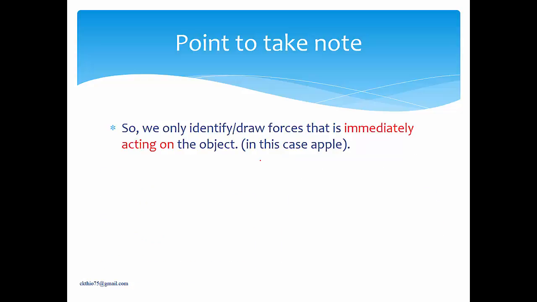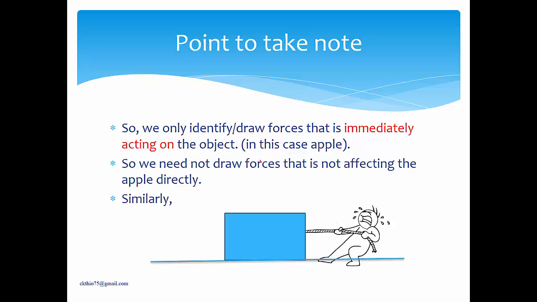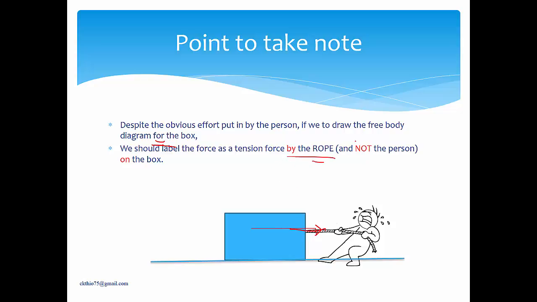So we only identify or draw forces that are immediately acting on the object, in this case the apple, which is in contact with the book. We need not draw the forces that do not affect the apple directly. Similarly, you have this box and this person pulling very hard. Despite the obvious effort put in by this person, if we draw the free body diagram for the box, we should only label the force pulling towards the right as being by the rope, and not the person.